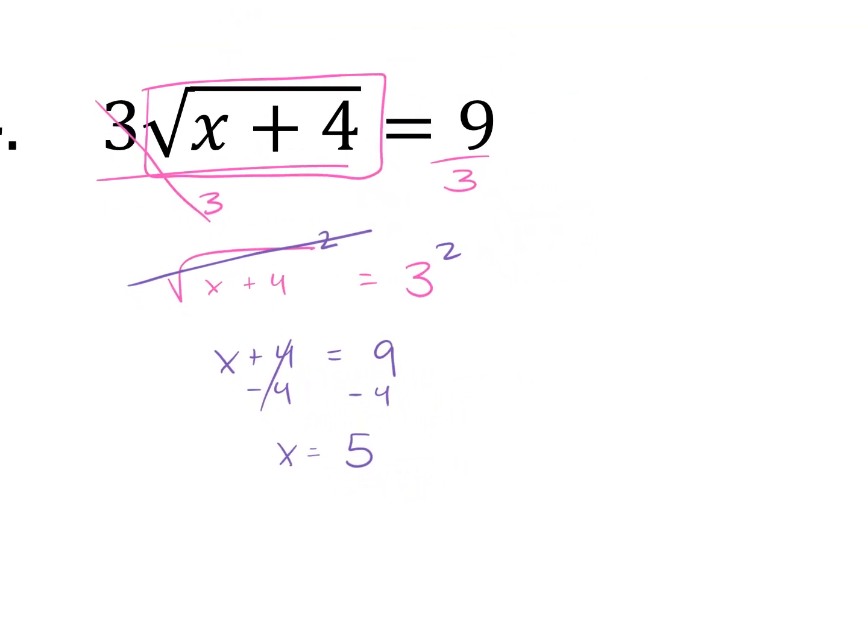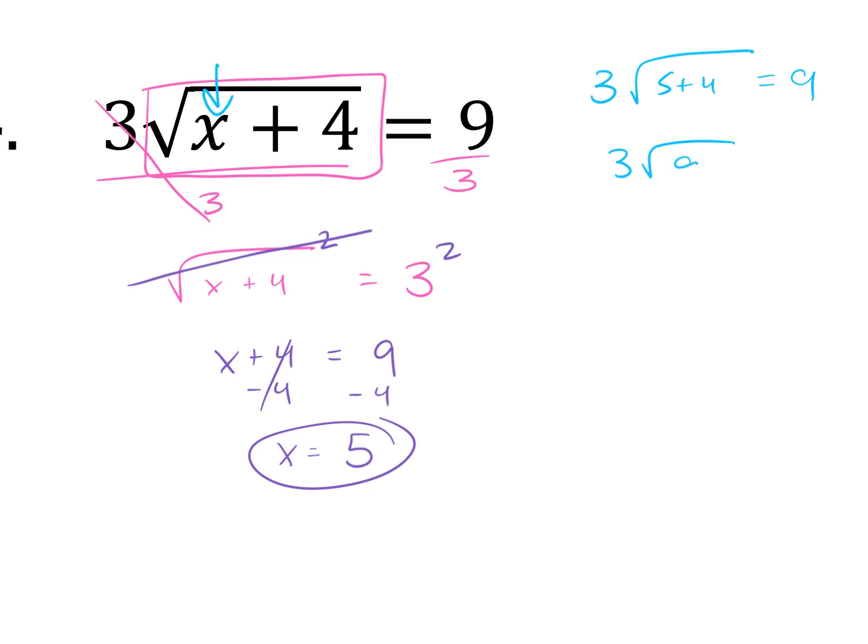For these questions too, you need to check your work. So plug it back into the x. So we have 3 times the square root of 5 plus 4 is equal to 9. So 3 times the square root of 9 equals 9. What's the square root of 9? 3 times 3 is what? 9 equals 9. Is that true? Yes. So 5 works as an answer. So for all of your square root ones, you need to plug it back in to the original question, work it out, and see if it works.